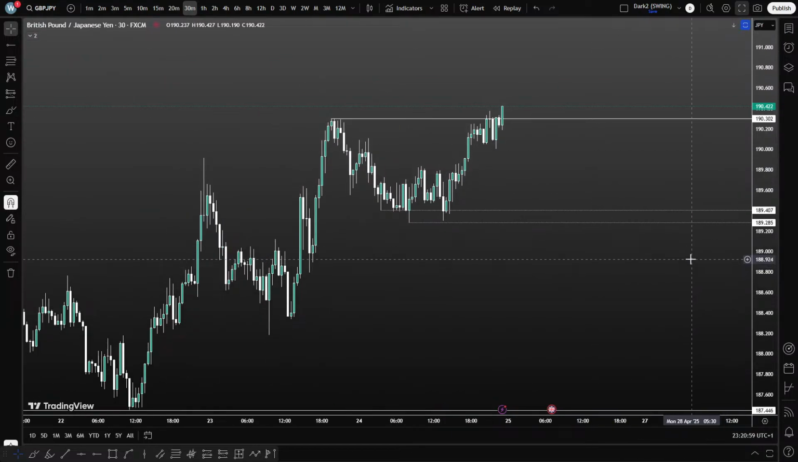GBPJPY. How long have we been going? Can I get a timer of any kind? 20 minutes? Alright, we can probably finish up on GJ.